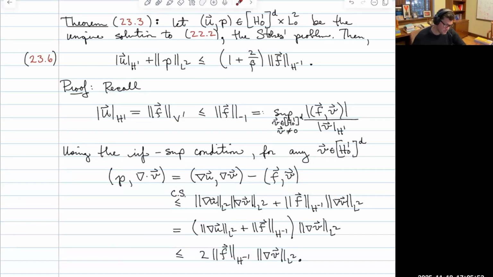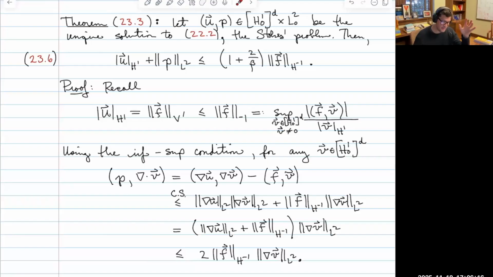All right, so now we want to use what we've learned by crafting this Inf-Sup condition, proving that we have unique solutions, and some of the machinery that we've built up along the way to prove a stability result for the Stokes problem.